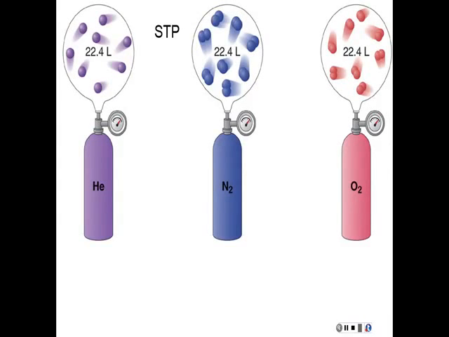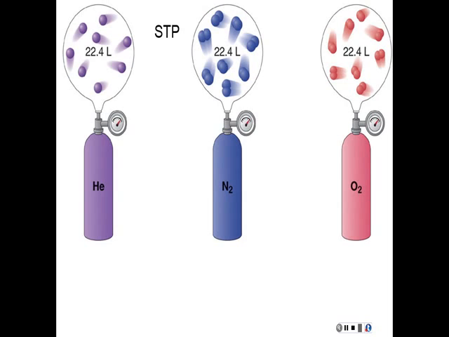This is the second lesson of Chapter 5. In this one, we're going to concentrate on the ideal gas law. So we start off with three containers with different gases in them. We have helium, nitrogen, and oxygen.